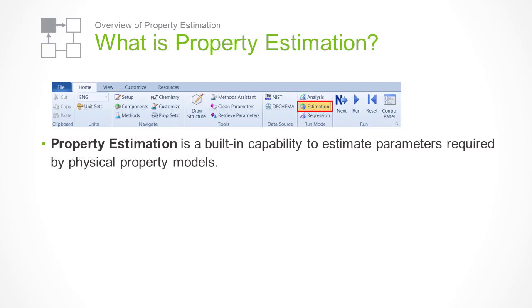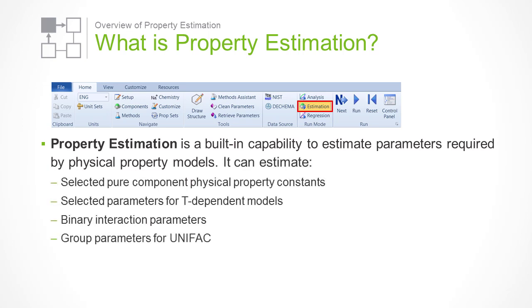Property estimation is a built-in capability to estimate parameters required by physical property models. It can estimate selected pure component physical property constants, selected parameters for temperature-dependent models, binary interaction parameters for Wilson, NRTL, and Uniquac activity coefficient models, as well as group parameters for UNIFAC.